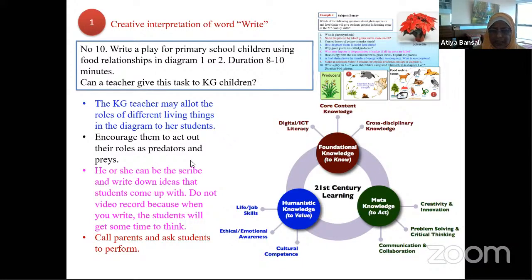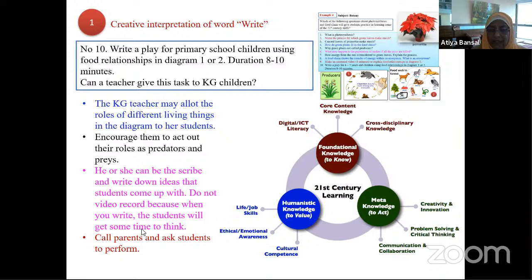And it is a free exercise. Let them find their own ways to show. And they'll also learn to be creative. Then the teacher can become the scribe. The scribe is the person who writes. So whatever they discuss about the story, the teacher can sit down and write. But I would suggest do not video record, because all attention will go on recording. When you are writing down, the students will get some time to think, because writing is not as fast as recording.